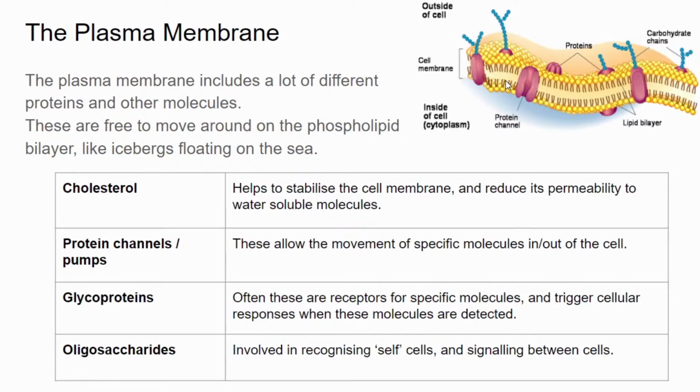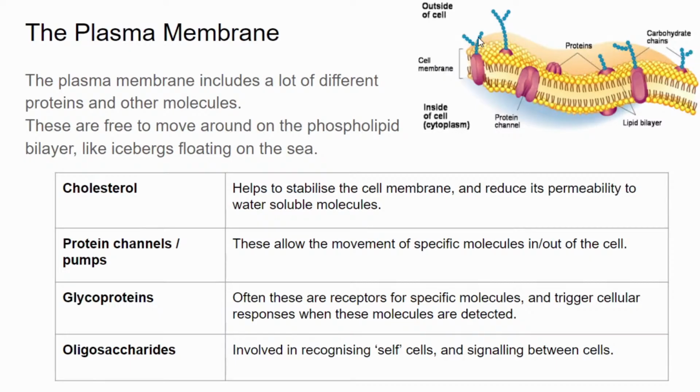We will have protein channels and protein pumps, these ones here. These allow the movement of specific molecules in or out of the cell, and we'll be looking at those in greater detail soon. You may hear about glycoproteins. These are often receptors for specific molecules or neurotransmitters if we're looking at nerve cells, and they trigger cellular responses when these molecules are detected. So they are able to detect specific molecules, and then the cell responds by doing something once those molecules are detected.